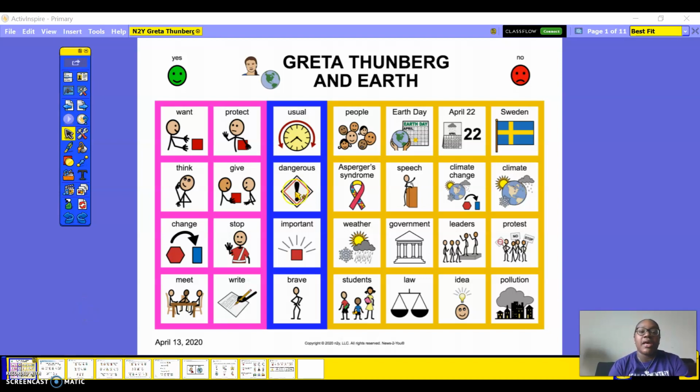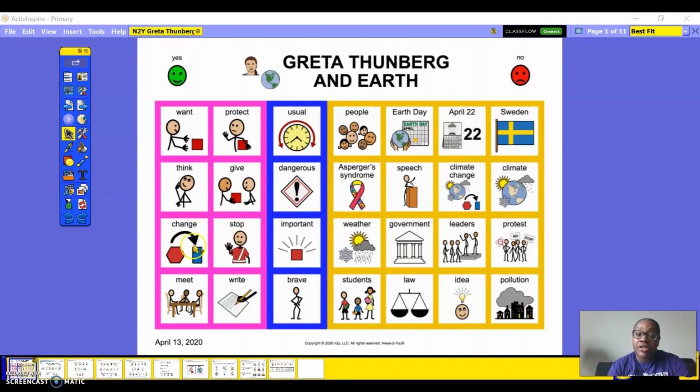All right, so the title of our story this week, like I said, is Greta Thunberg and Earth. So, by looking at these pictures, what do you think our story will be about? I know before school ended, we were talking about weather. So, maybe she might be talking about weather. Here I see different people. I see the Earth. I see some numbers, but I don't know what they mean. Maybe it's a date because I have a calendar here.